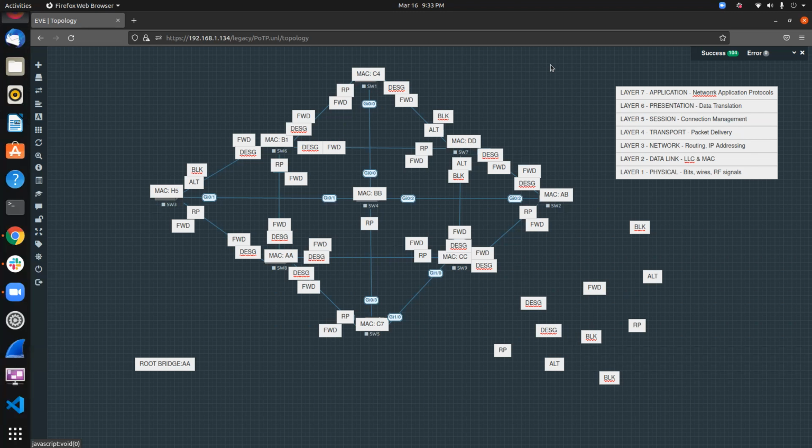We got a root port there, so we know that one's good. We're going to make that forwarding, because we have a root port on that, so we know that's forwarding. So right where the RP's at for MAC BB, I would add a forwarding state to that. And MAC C7 too. Interface 3.